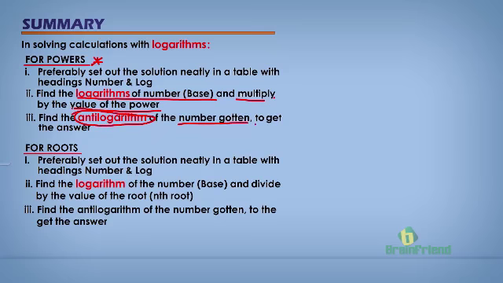For calculations involving roots, we said, again, of course, set out your answer in a neat table. Next, find the logarithm of the number base and divide that logarithm by the value of our root, that is the nth root. To get our final answer, we would find the anti-logarithm of whatever our value is from our calculation here. And that, of course, will give us a final answer.